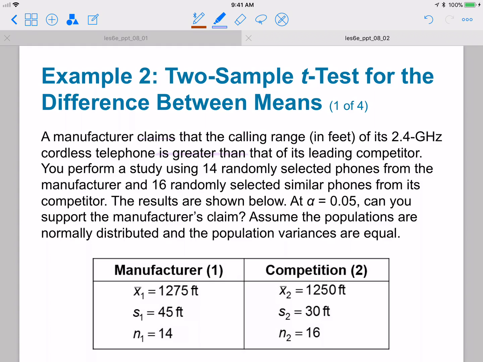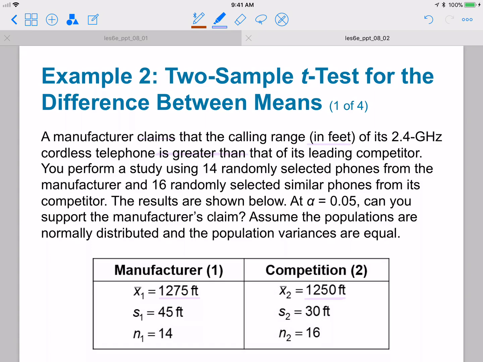Now, we would have to know that calling range is something that's measured in feet, and so you would take an average of calling ranges, or the average of ranges, in order to get your ultimate calling range, right? So if you have a product and you say it's 2.4 gigahertz, it's the range. No, 2.4 gigahertz wouldn't be the range. The range would be, I don't know, something. They're saying perhaps the mean is somewhere around 1,200 feet. I don't know.